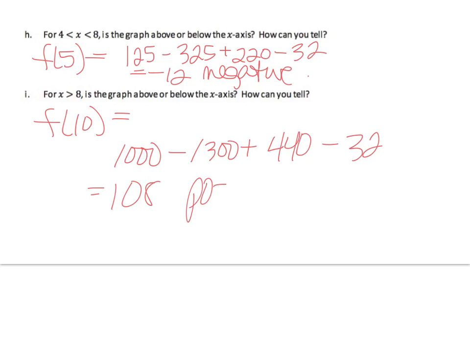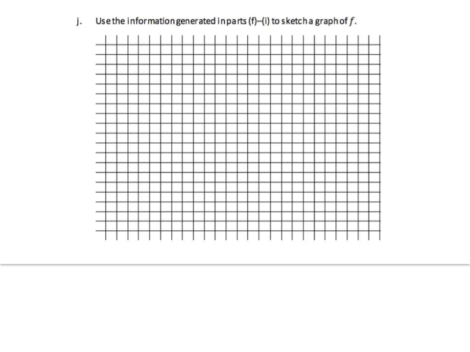108 is positive. So we know the direction on each interval of the graph. So let's graph it. I hope you guys are taking good notes.